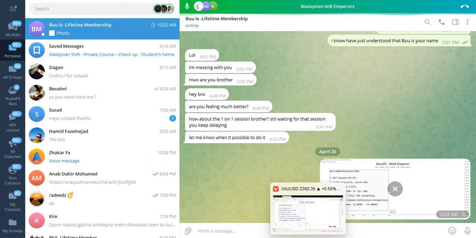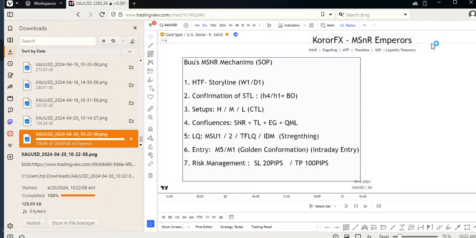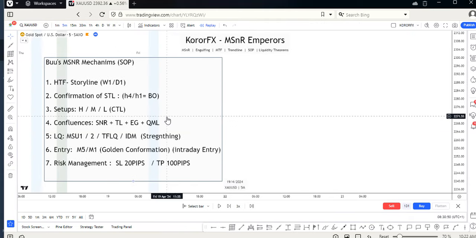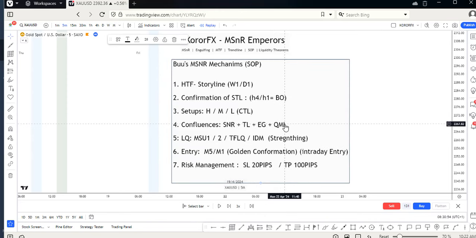Yeah, this is all. This is for example, but you can change it for your own. I think this is all you need about learning Malaysian SNR. When you learn and finish Malaysian SNR, you must have a mechanism way that you use every day. Try to repeat over and over again until your mind adapts to it and you understand how things work. I hope you have the most information: storyline, confirmations, setups, confluences, and so on.